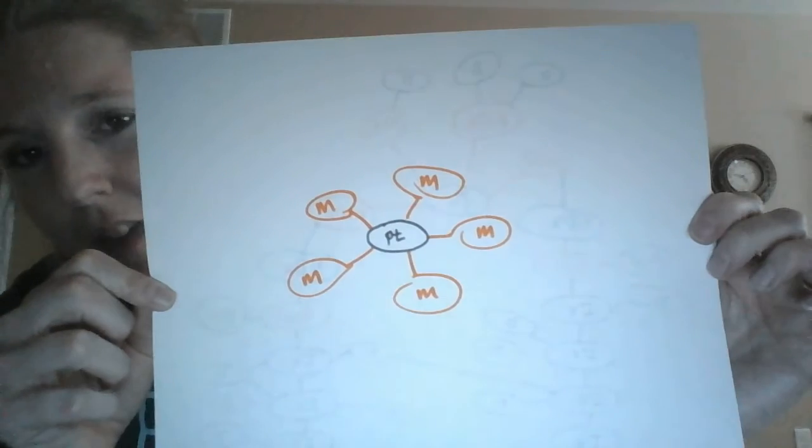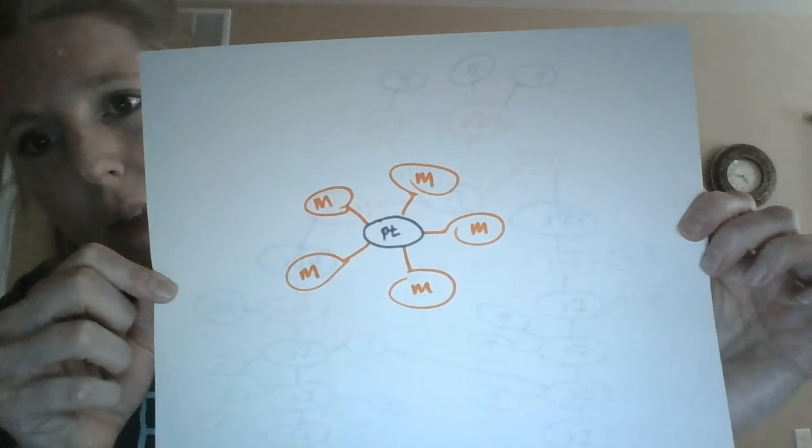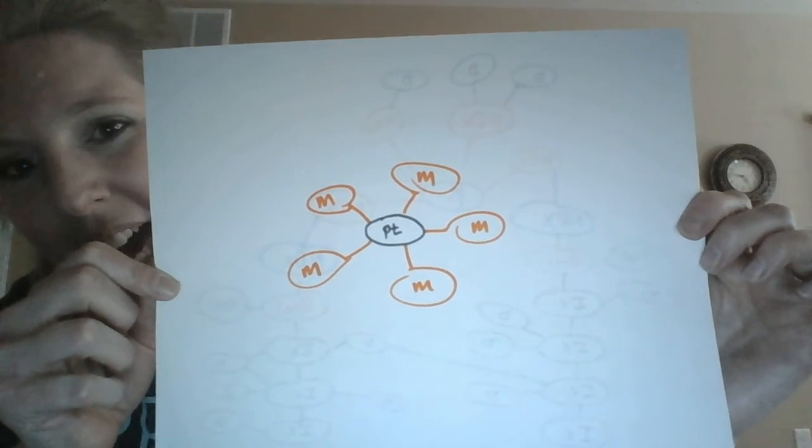Okay, so we start with our patient in the middle, and then all around it are the medical diagnoses, those are M's by the way. All right, now we're going to make 3 pods with our nursing diagnoses. So I've got 1, 2, 3.